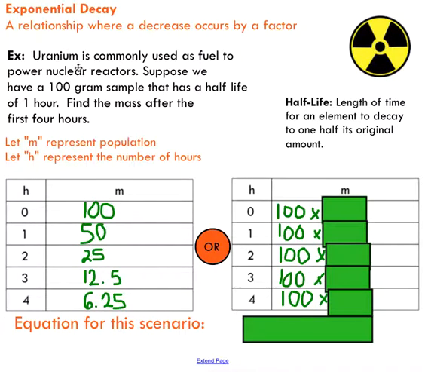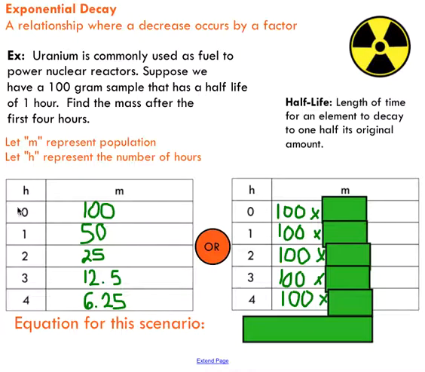So we've got this 100-gram sample. It's got a half-life of 1 hour. So after 1 hour, you're going to have half of your original sample. And our goal is to find the mass after the first 4 hours. So this is a very similar example to the previous one, except this time we're working with exponential decay.